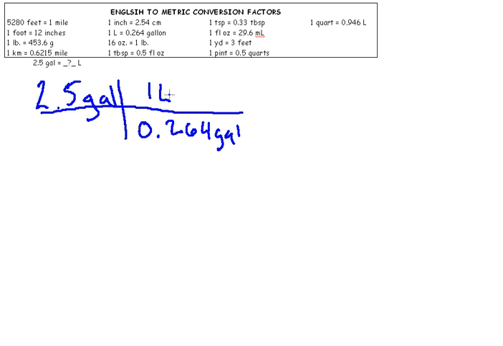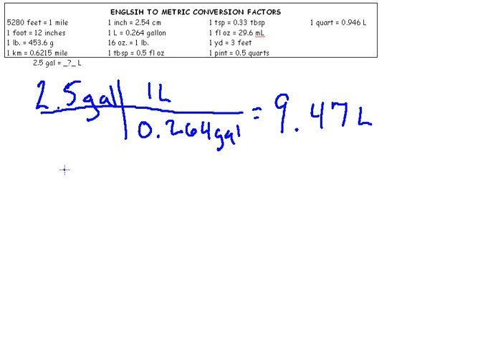And to solve this problem, what we would do is just multiply everything across the top. Well, 2.5 times 1 gives us 2.5. And then we would divide by 0.264. So in your calculator, if we do 2.5 divided by 0.264, this should give us approximately 9.47 liters. That answer makes sense because a gallon is approximately 4 liters. So 2.5 times 4 is going to give us just under 10 liters. So that's how we would do a problem like that.